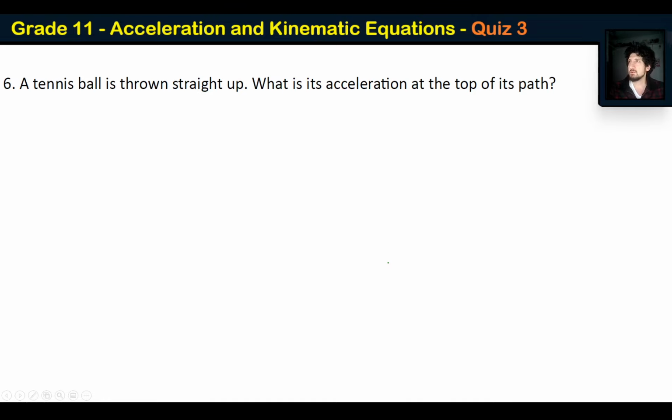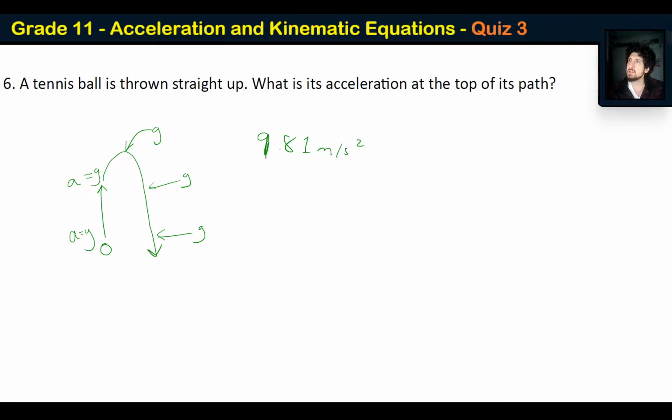Okay, a tennis ball is thrown straight up. Okay, this is an interesting one. So we've got a tennis ball that is thrown straight up. What is the acceleration at the top of the path? Remember, when things are thrown straight up, it doesn't matter whether they're thrown straight up or straight down. The acceleration here, which is g, is equivalent to the acceleration here. It's all g. G is the pull from gravity. It doesn't change. It's always going to be 9.81. So the acceleration at the top of the path is 9.81 meters per second squared.